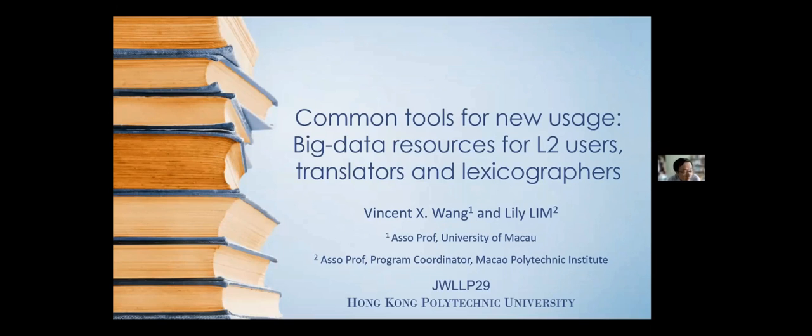Okay, thank you. This is a paper jointly prepared by myself and Professor Lily Lim. The general topic is this: we have Google-based big data tools, and also language resources, which are basic for corpus linguists. They are child work. But for language learners and translators, these tools can be very useful, I guess. So let's start.